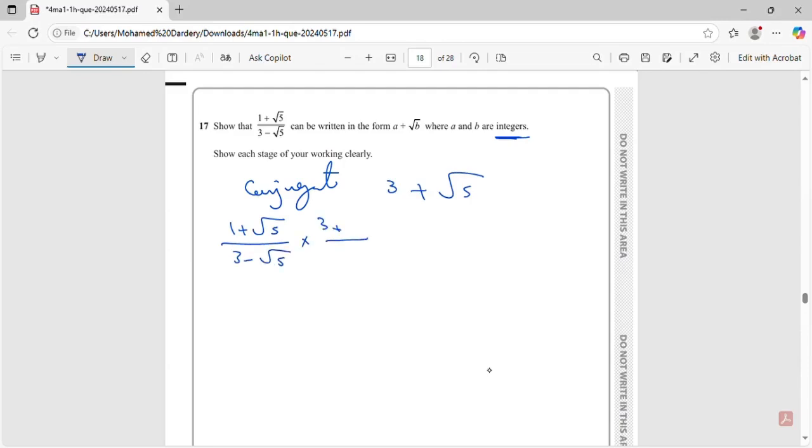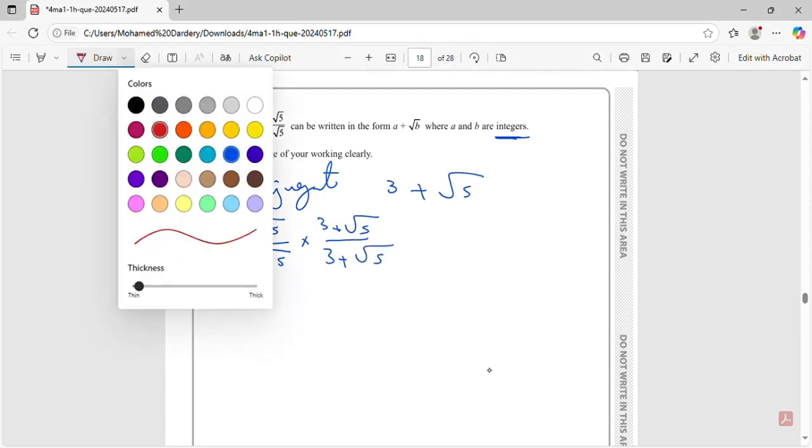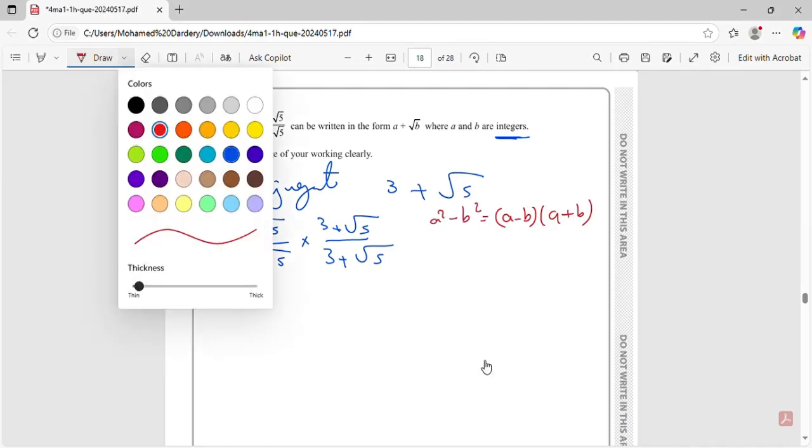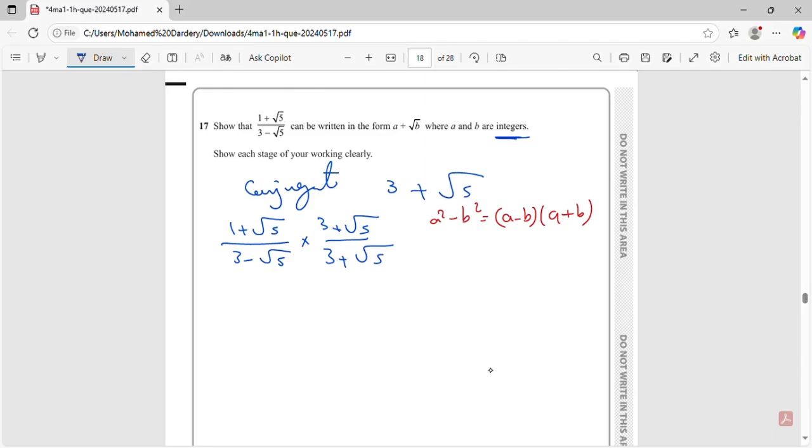It will be in this form. Of course, if you don't know the use of the conjugate, it's like we apply this rule: if I have (a minus b) multiplied by (a plus b), it will lead us to a power of 2 minus b power of 2. So in this situation, if I multiply these two together, I will get the denominator: the power 2 of the first, the power 2 of the last, with a subtraction operation.